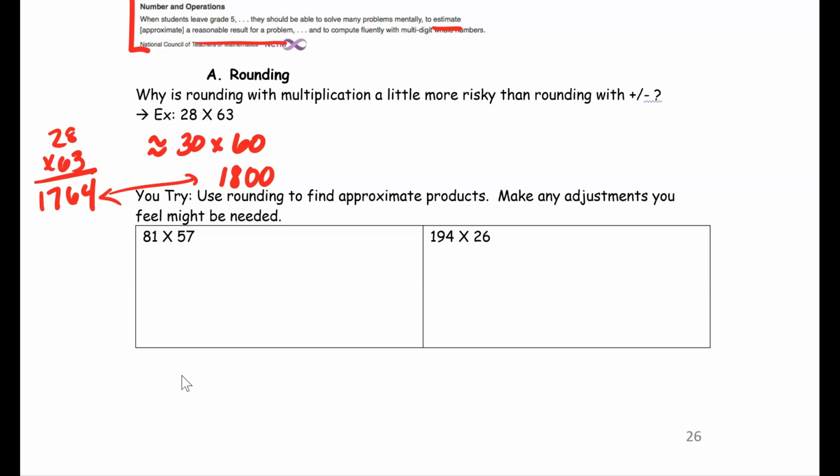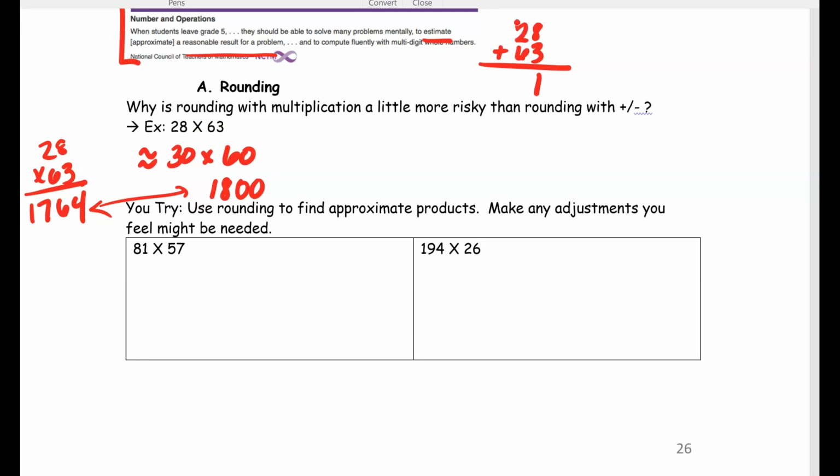If we were to add though, like if this was an adding problem, let's look and see what we would get if we added. So 8 plus 3 is 11. 6 and 2 is 8, we get 91. But if I were to estimate, I would end up getting 80. So with addition, I'm off by 11. Okay? With multiplication, I'm off by 36.